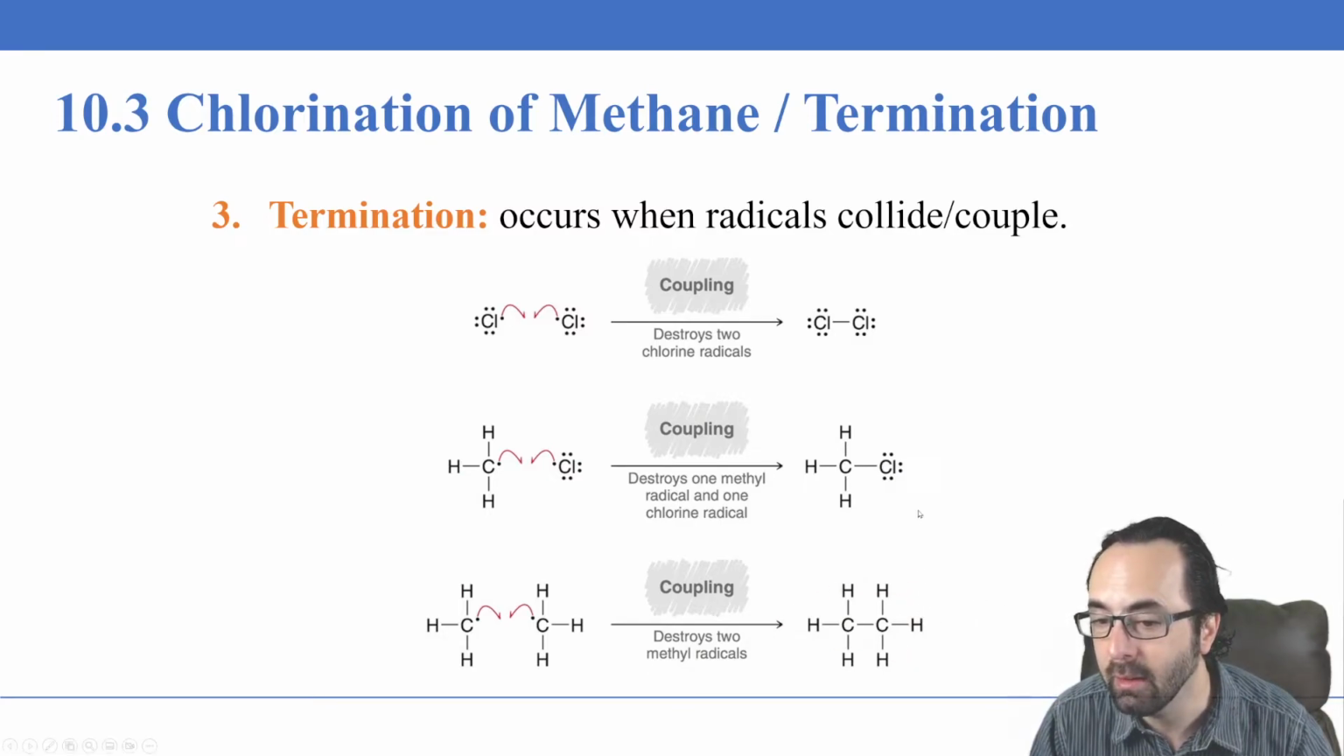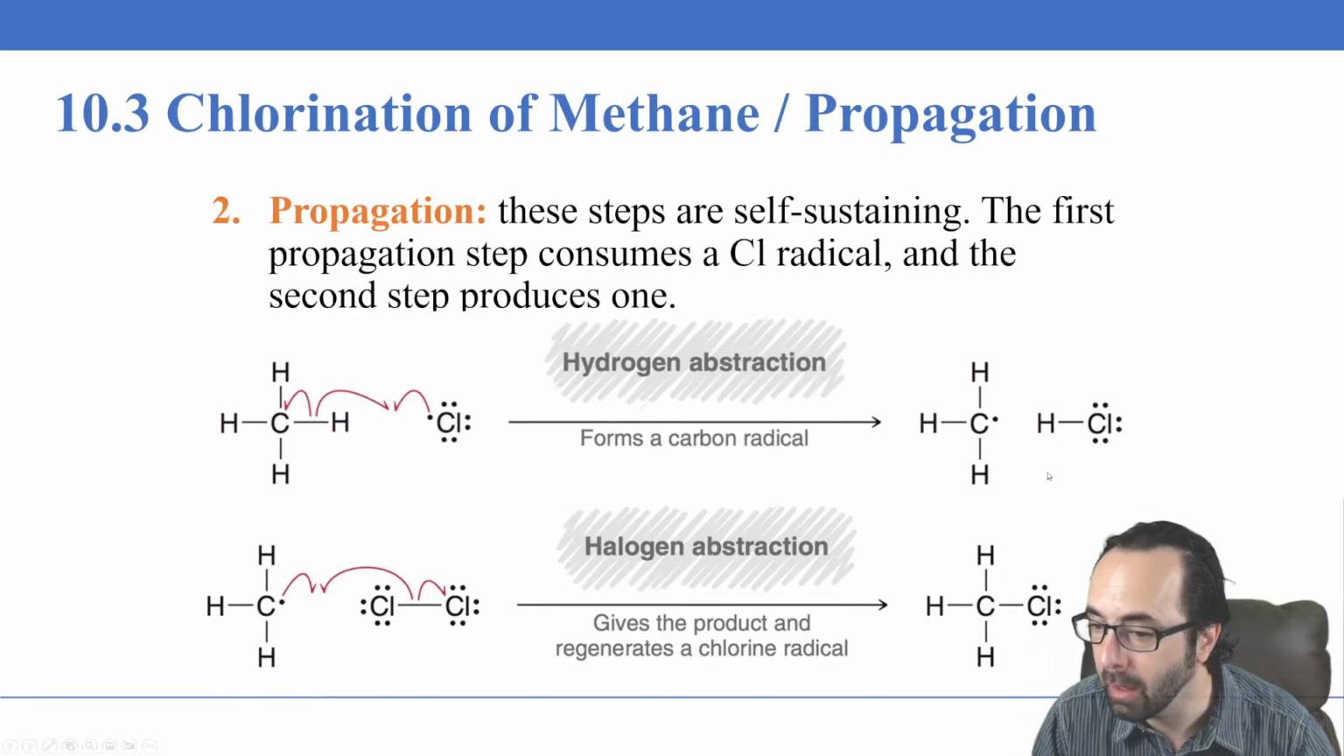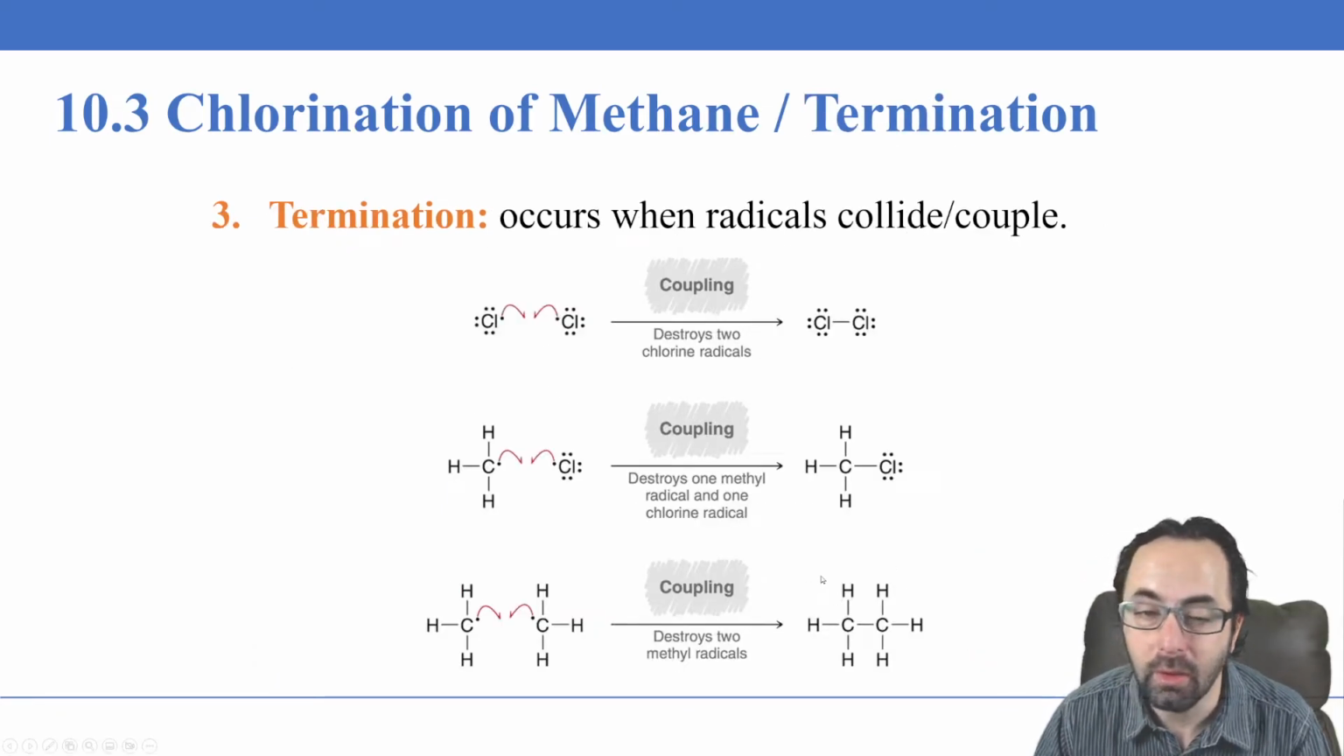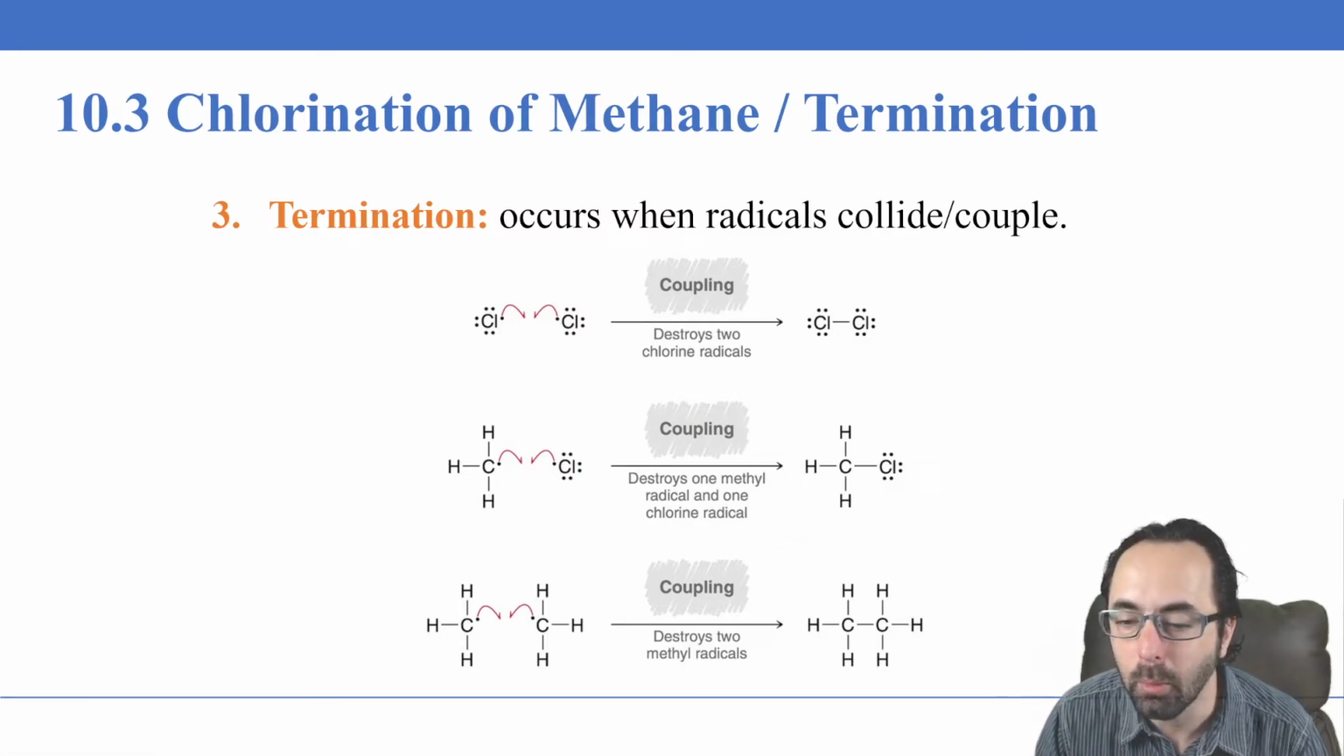We've got ethane, we've got chloromethane, we get our chlorine back, we got chloromethane produced in another way, too, during the propagation. And so there's a lot of kind of chaos to radical mechanisms, and that makes it hard to use them synthetically. But we do use them oftentimes to halogenate alkanes.